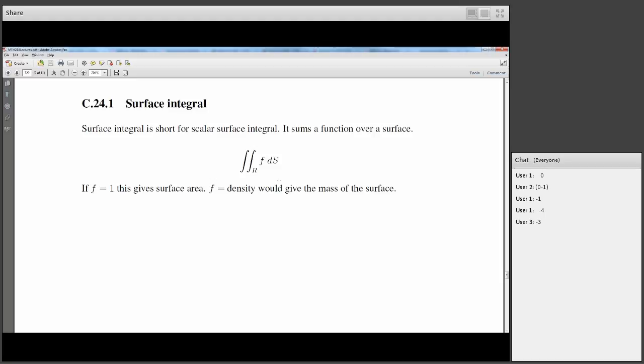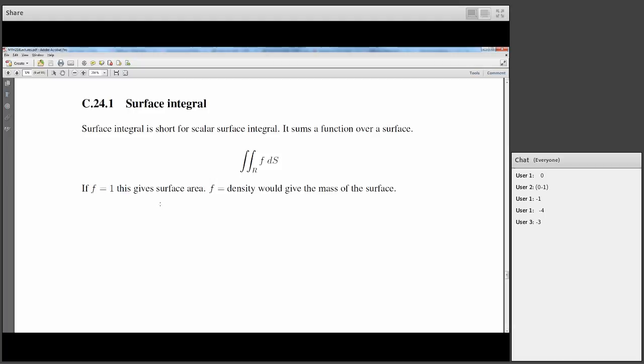We won't use this one very much, and I'll show you how to work some of them out in general a bit later on. But for the moment, the main thing I want to use is that if f equals 1, you get surface area. So that's a surface integral.